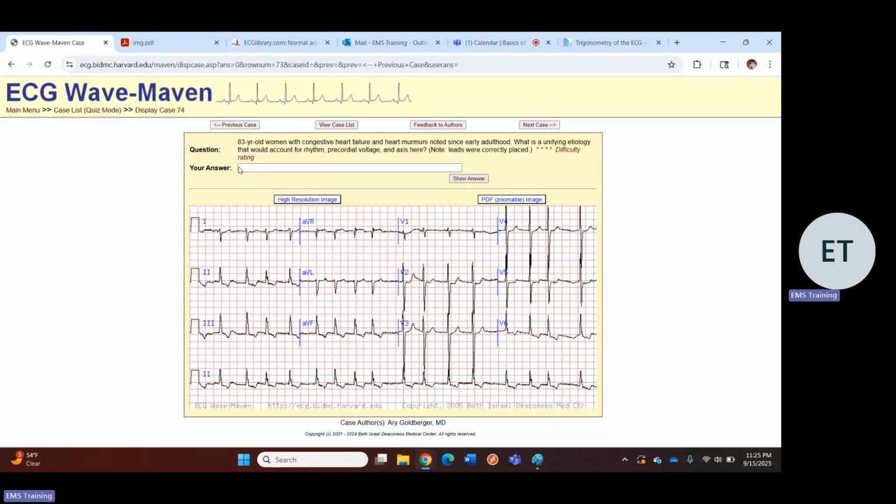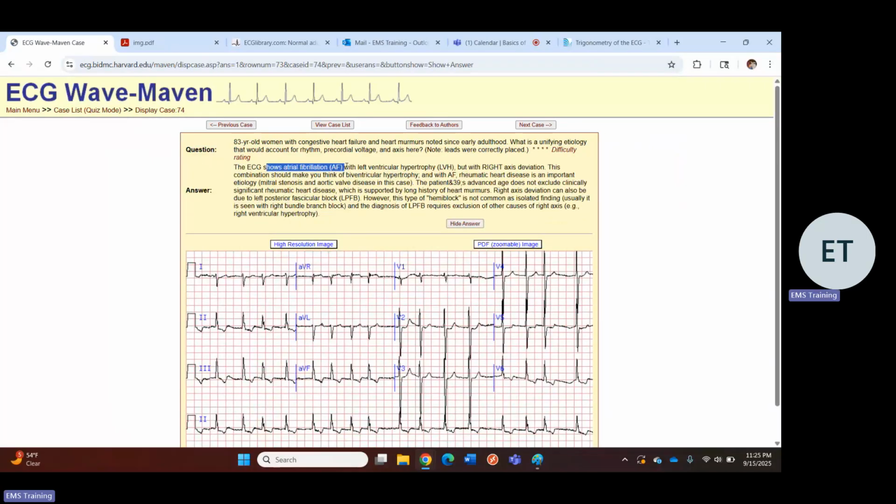I don't know, let's see, I don't even know what to type in there. Let's see what it is. Atrial fibrillation with left ventricular hypertrophy, but right axis deviation. Oh, is that an outflow tract tachycardia? The combination should make you think of biventricular hypertrophy.